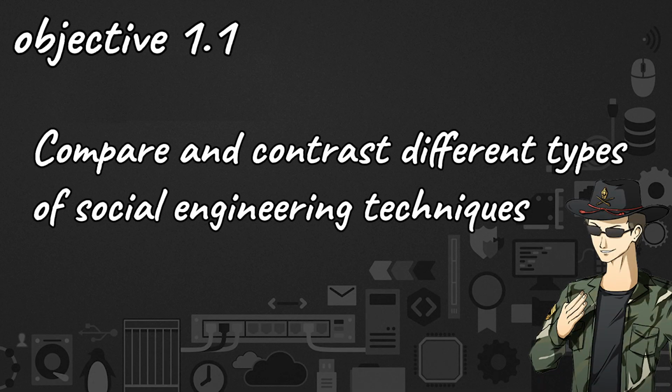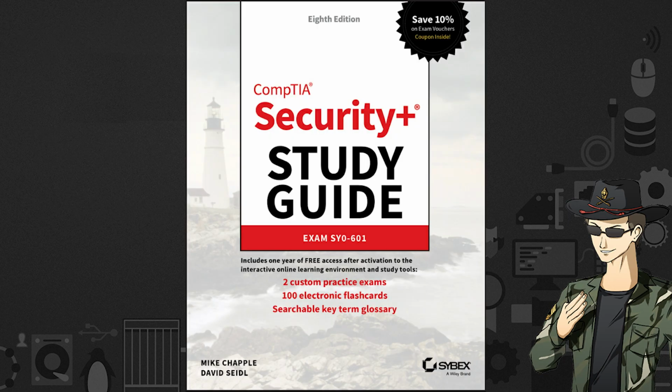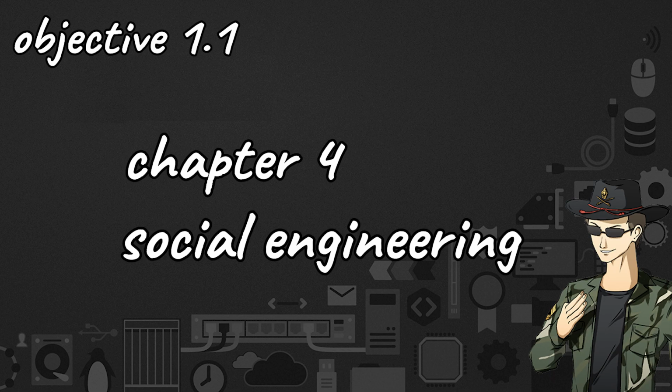And today we have Objective 1.1. Now, as you can see here on the screen, this objective will cover compare and contrast different types of social engineering techniques. And in our official CompTIA Security Plus study guide for exam SY0-601 that we use at Panola College, we're going to be taking a look at the first part of Chapter 4. Now, this chapter covers social engineering, physical, and password attacks, but we're going to specifically be looking at social engineering and covering some of the key points for more detailed study.